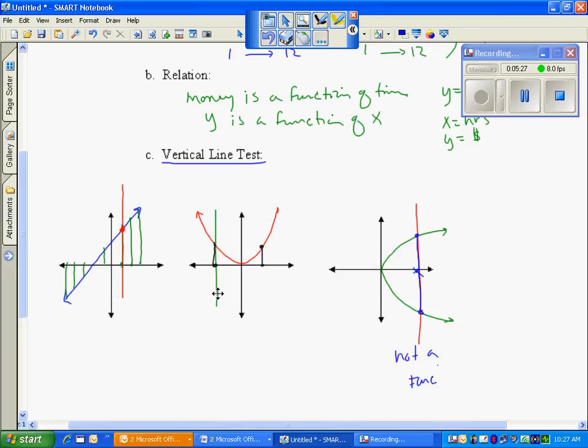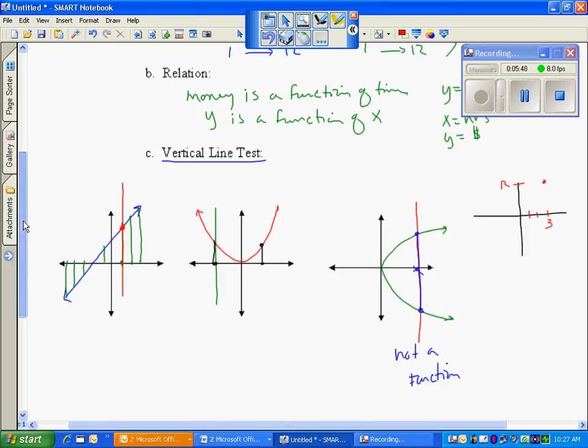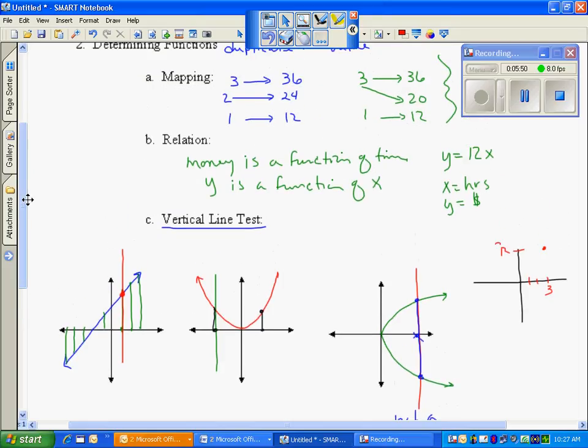If you were to go back and look at the situation with the money, you were able to work 3 hours and you received $36. When you worked 2 hours, you received $24. So you see that they're not overlapping.